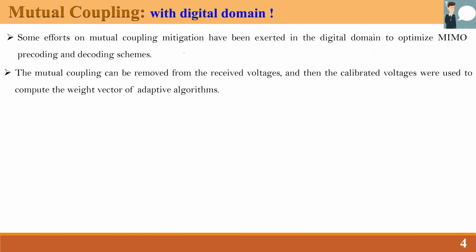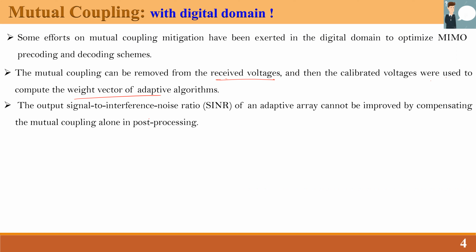Now, see what these are? The mutual coupling can be removed from the received voltage, and then the calibrated voltage can be used to compute the weight vector of the adaptive algorithms. That is one of the ways one can do it. The output SINR of the adaptive array cannot be improved by compensating the mutual coupling alone in the post-processing stage.